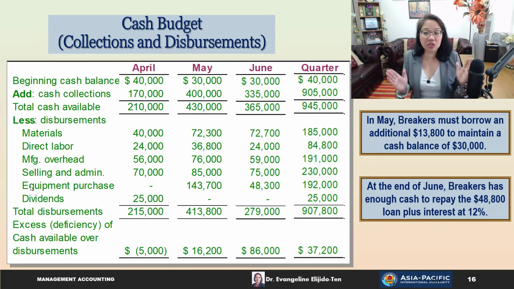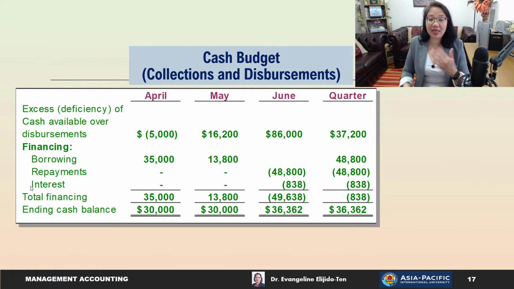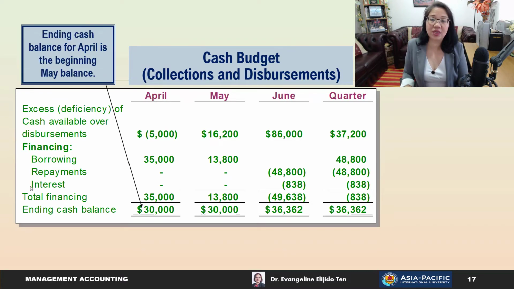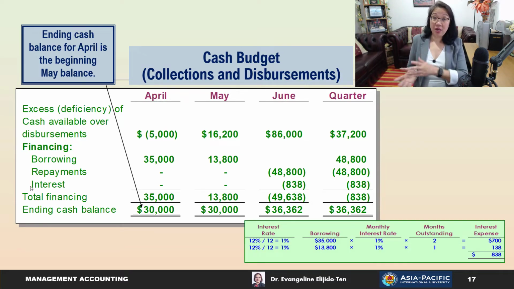So for the quarter, you'll just add up those figures for the cash collections and the disbursements. So in this part, this is where you are actually calculating the financing that is required for each month whenever they don't have enough cash as required. Because remember that the requirement is to have 30,000 ending cash balance. So you can see from here that the 30,000 ending cash balance in April becomes the beginning cash balance in May, and also the same for June.